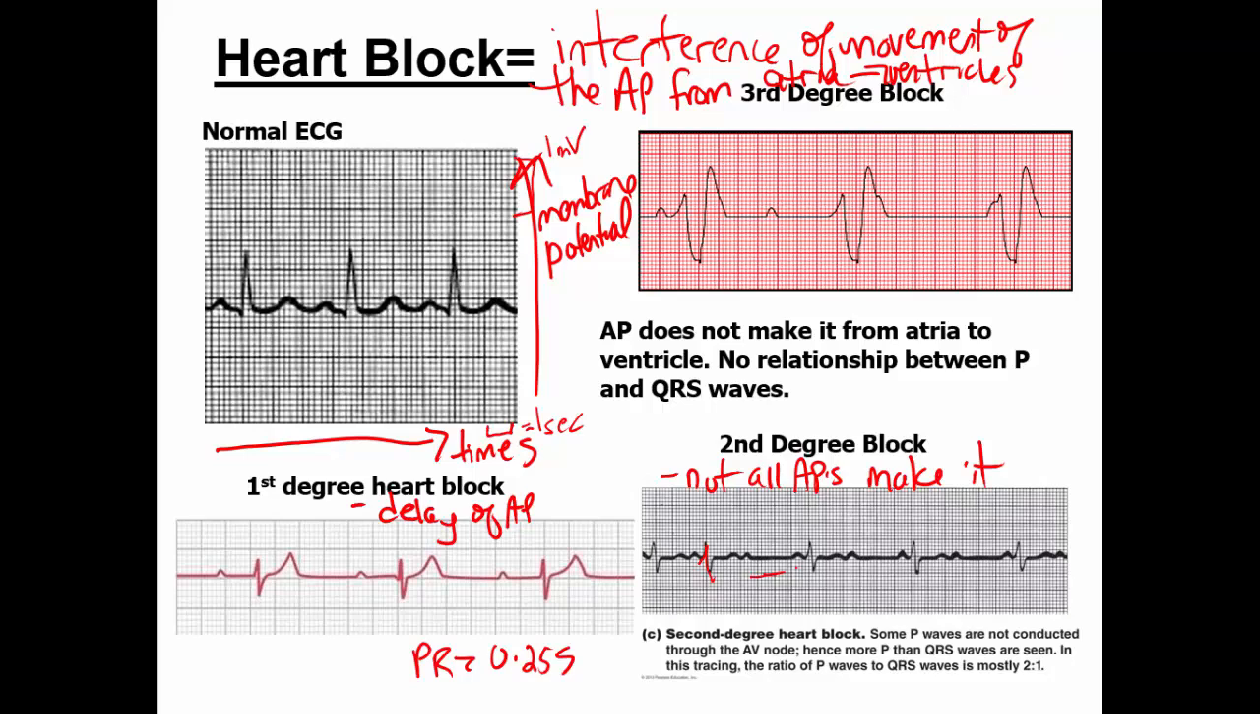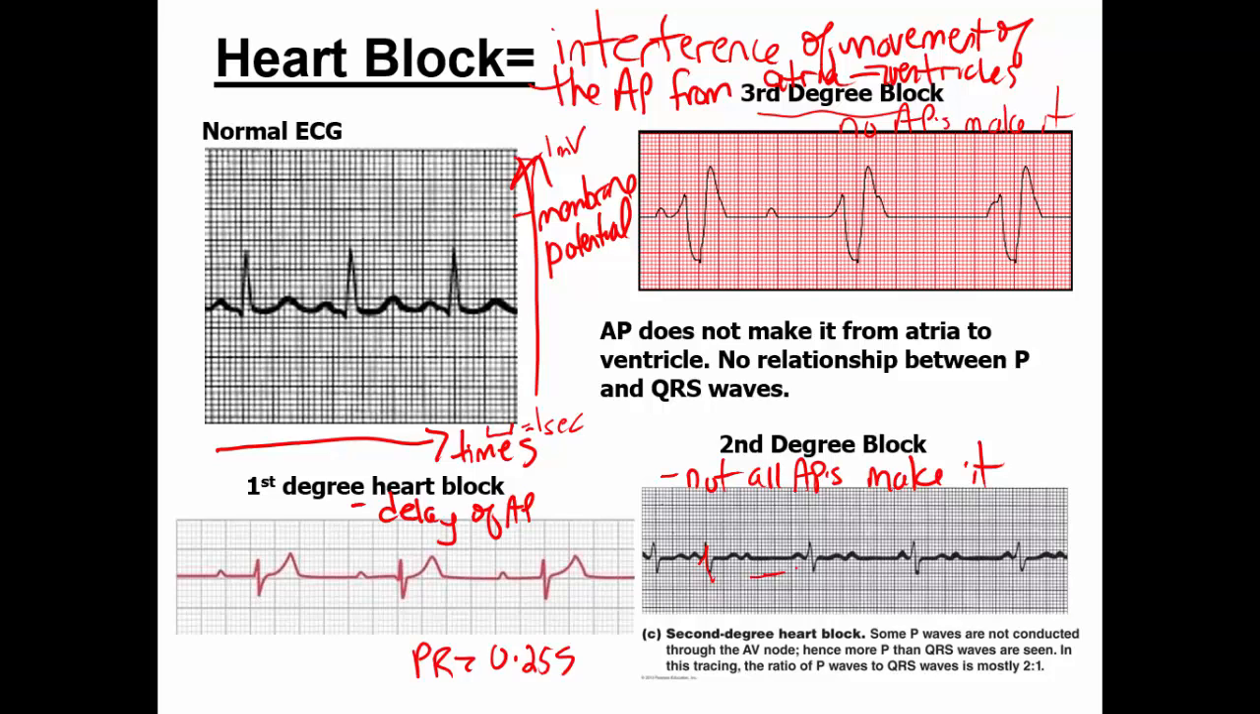This is a little bit more serious, and depending on which type of heart block you have, they could use medication or other things to control it. In third degree heart block, which is shown above, no action potentials are making it from the atria to the ventricles. So no action potentials make it.